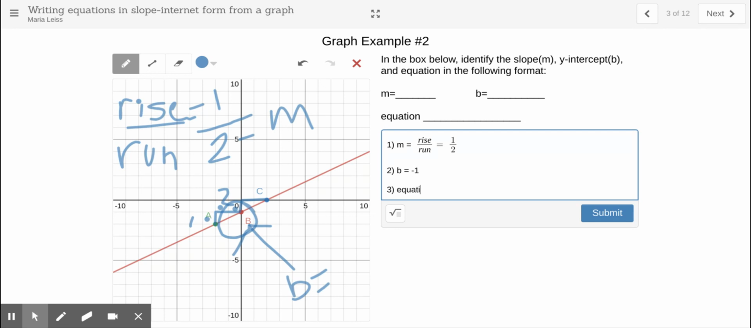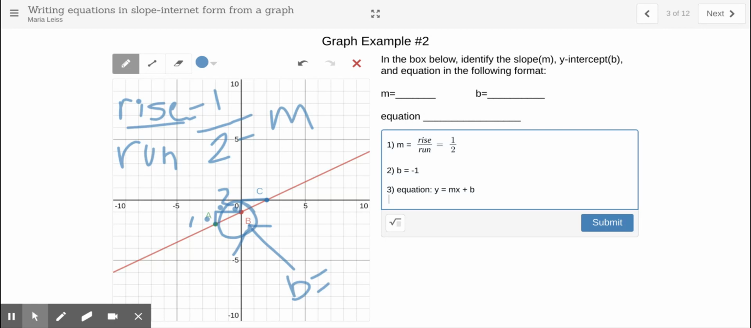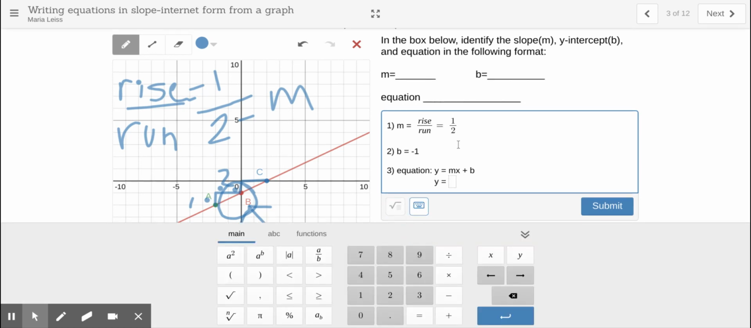Now I just need to write my equation. Y equals mx plus b. Now I'm going to retype it, only instead of an m, I'm going to put my slope up here. We said our slope was 1/2. And then this time we said our y-intercept was a negative 1.